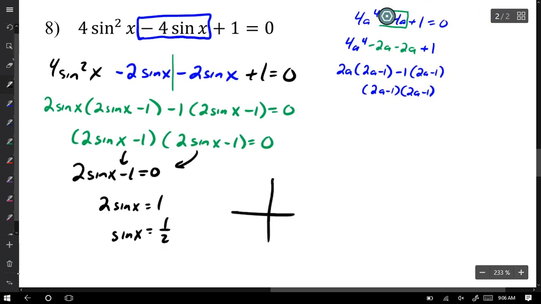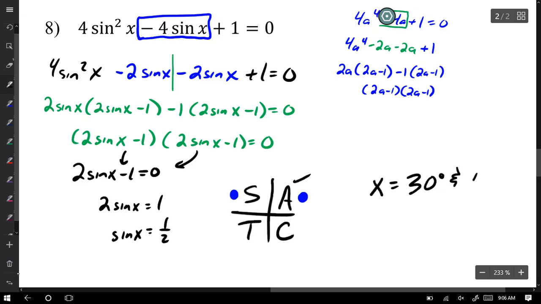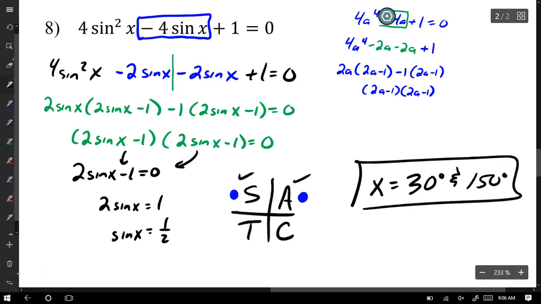Just because it's fun to do, all students talk constant. And sine is positive in the first and second quadrant. So that's going to help me when I go to my trig chart to see when is sine equal to 1/2. That's at 30 degrees, which takes care of my first quadrant, and 150 degrees, which takes care of my second quadrant. So there are my two answers.